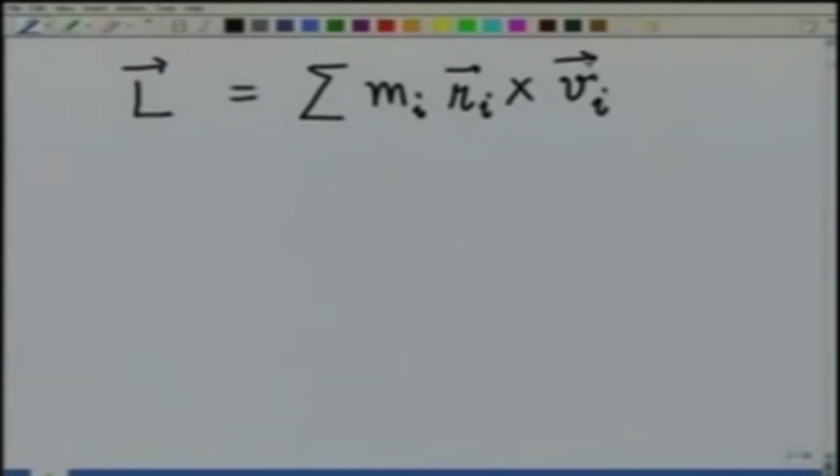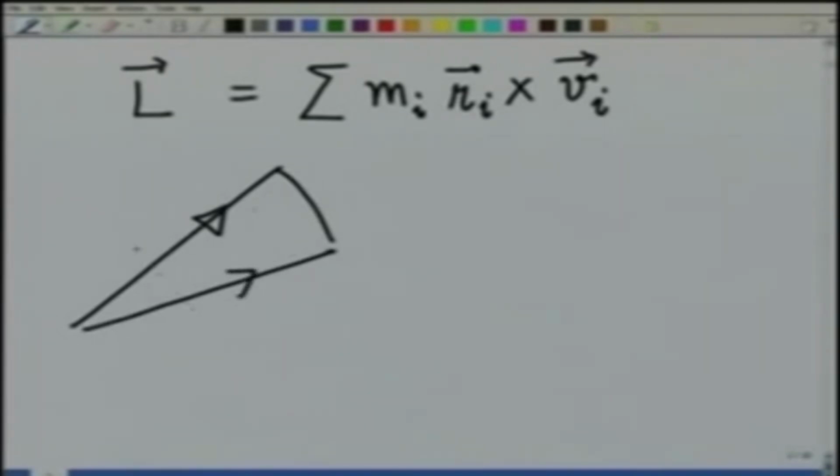However, when we started, we wrote L as a vector quantity which is equal to, for a given distribution of masses, the sum of m_i R_i cross V_i. So, in principle, if there is a vector L, I should also be able to cause a change in it, not just by changing its magnitude, but by changing its direction.